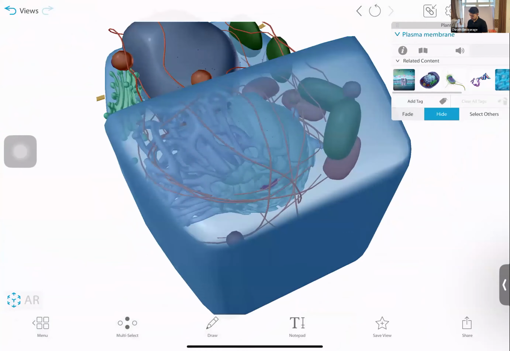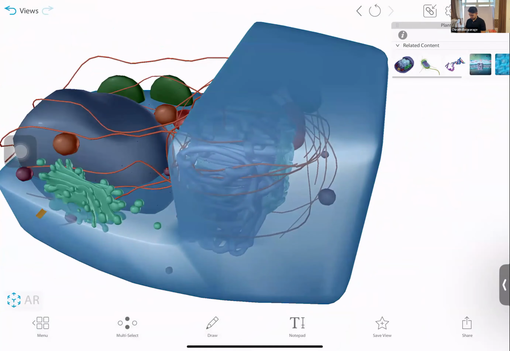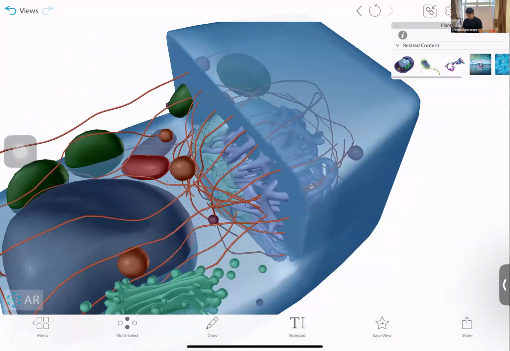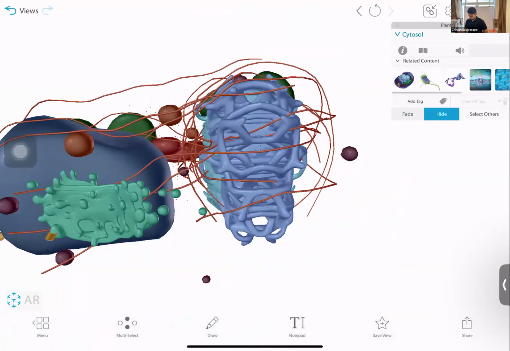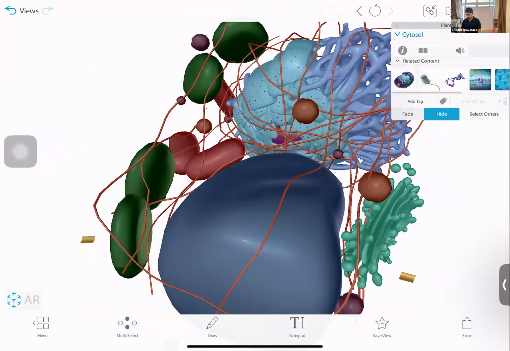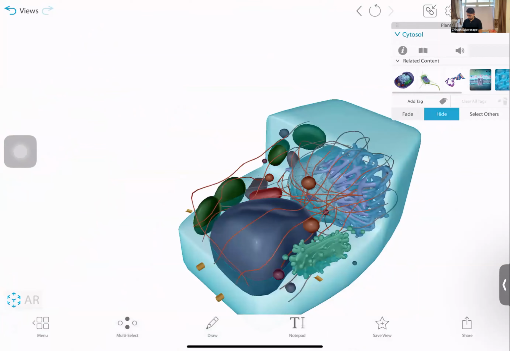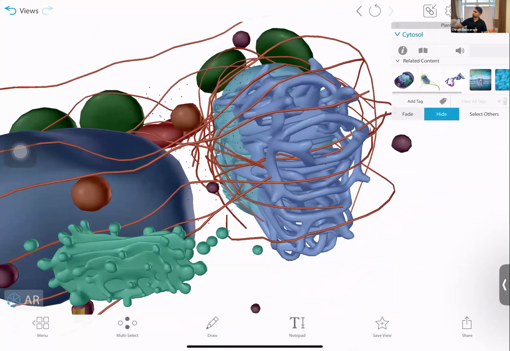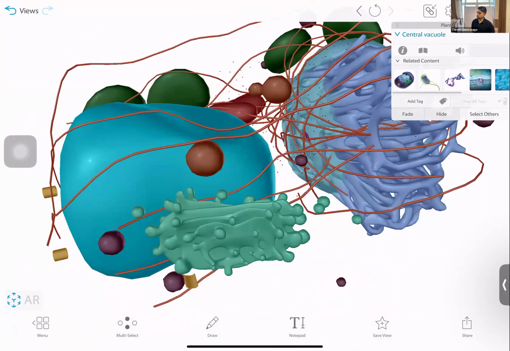This is your jelly-like cytosol. Jelly-like cytosol that is inside. And let's remove that as well, cytosol. Now all the cellular components are floating, right? So the plant cells have a very big structure that is not the nucleus. So their nucleus is somewhat pushed to a side. And usually plant cells have this big structure called a central vacuole. A central vacuole.